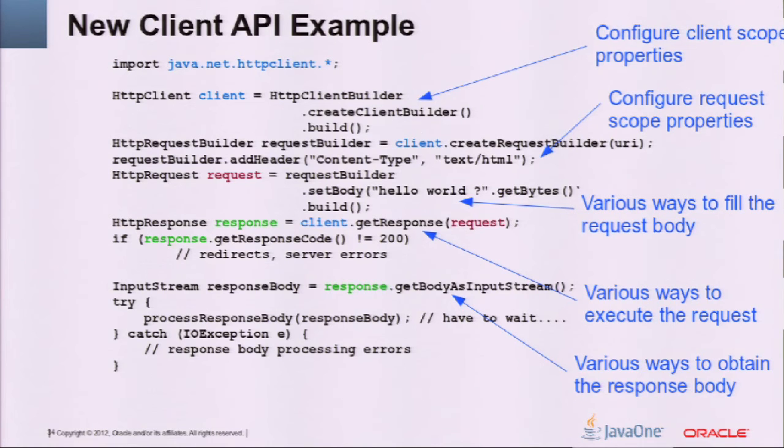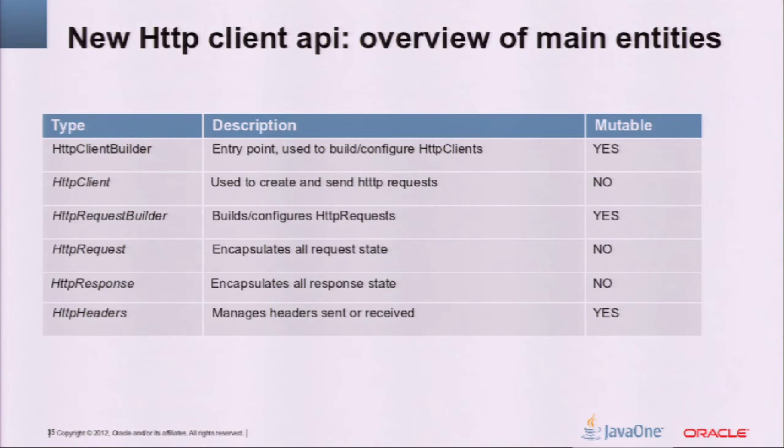Then on the client object, where we see client.getResponse, we have a number of different ways to send the request, either in a blocking manner or asynchronously. And then once we've got the response object, we have a variety of ways, not just blocking I/O, to read the response payload when it comes back. So these are the ways that we can vary things.